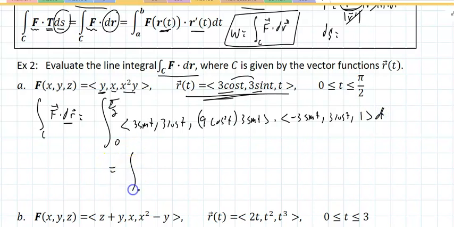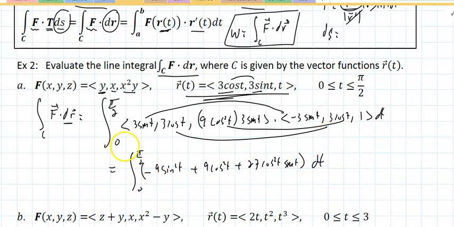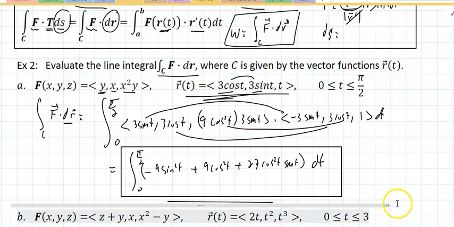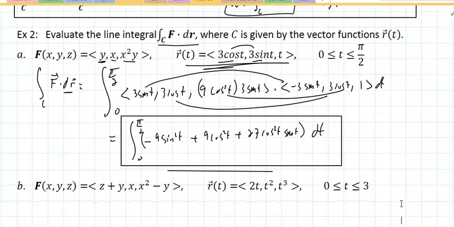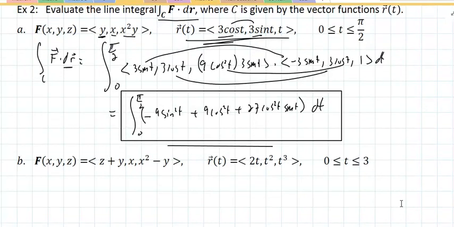So that's going to equal the integral from 0 to pi over 2. And you multiply, that's negative 9 the sine squared of t plus 9 the cosine squared of t plus 27 the cosine squared of t sine of t dt, and that would be my answer. If you evaluate that integral, you're done with the problem. You just figured out the work done in moving along this path from between 0 and pi over 2 in this vector field.